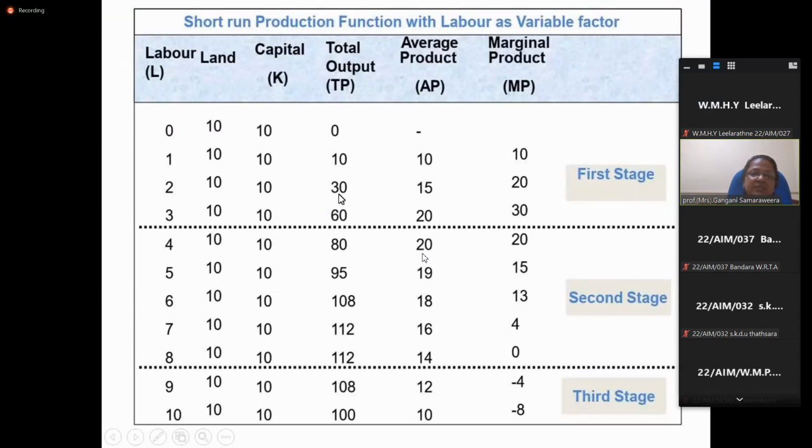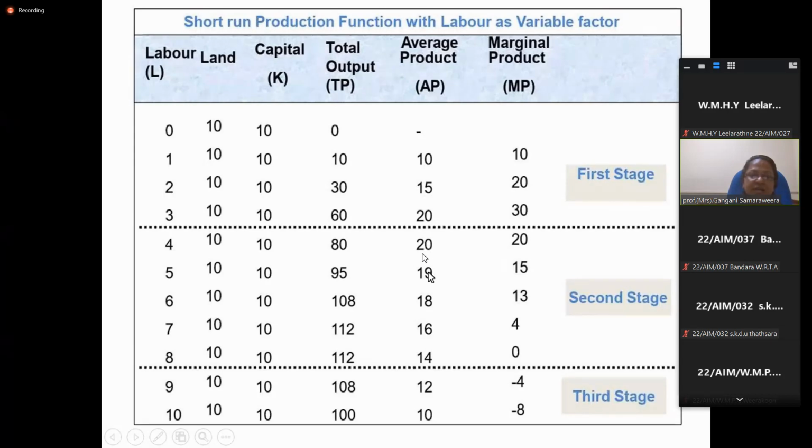See, 10, 30, 60, very quick increasing. So average product also increasing. Marginal product also increasing. But see the second stage. Okay, so gradually increasing but decreasing rate. See the average.